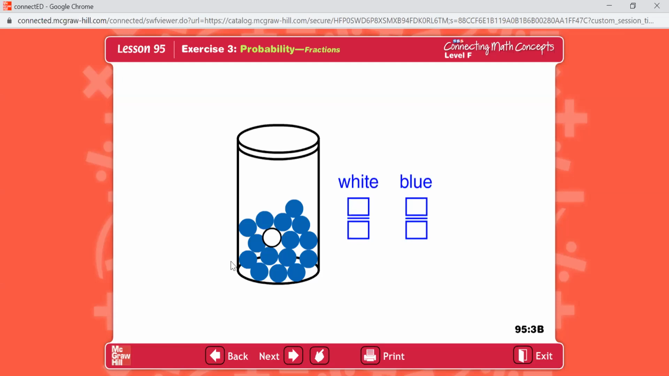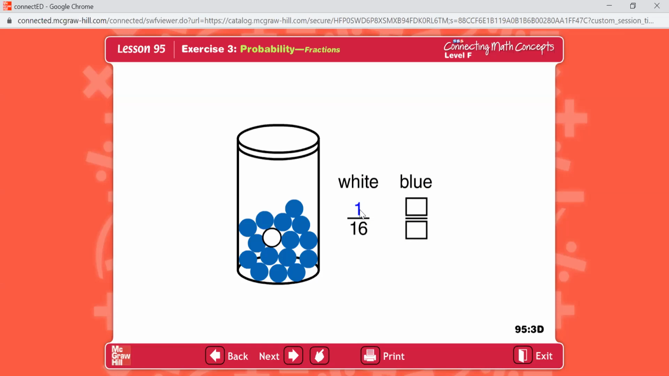Which part of the fraction tells about all the marbles? The denominator tells about all the marbles. So this denominator will be the same for both of these, 16. Now, which part tells about the marbles you're interested in? Well, this one says white. How many of the marbles are white? 1. Out of how many in all? 16. So 1/16 of the marbles are white. Now, if we're interested in the white marble, the numerator of the fraction is 1.